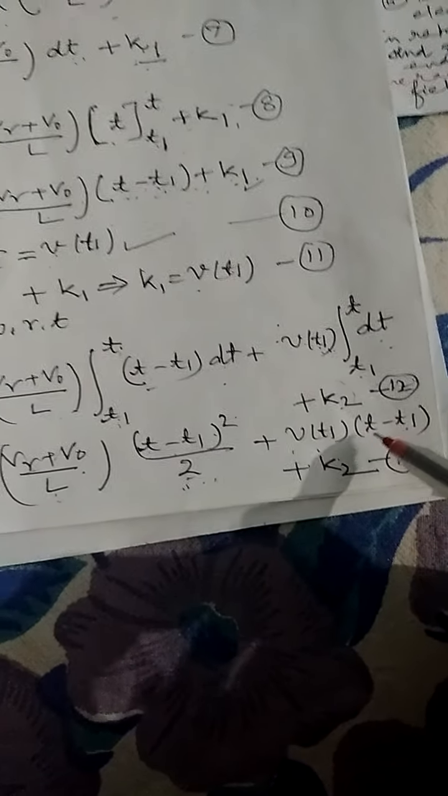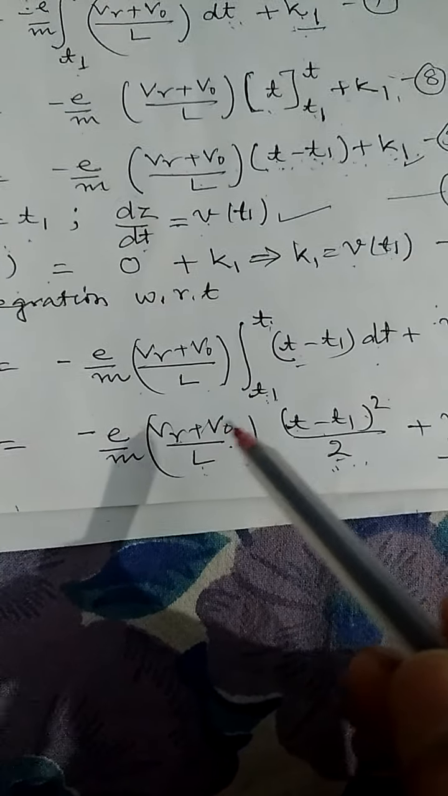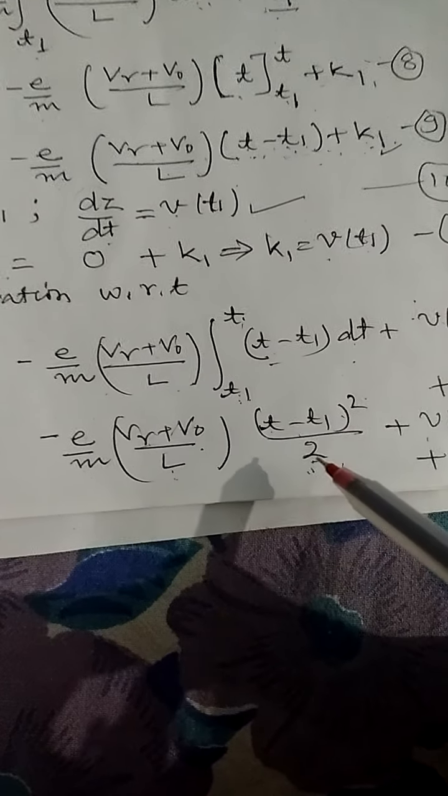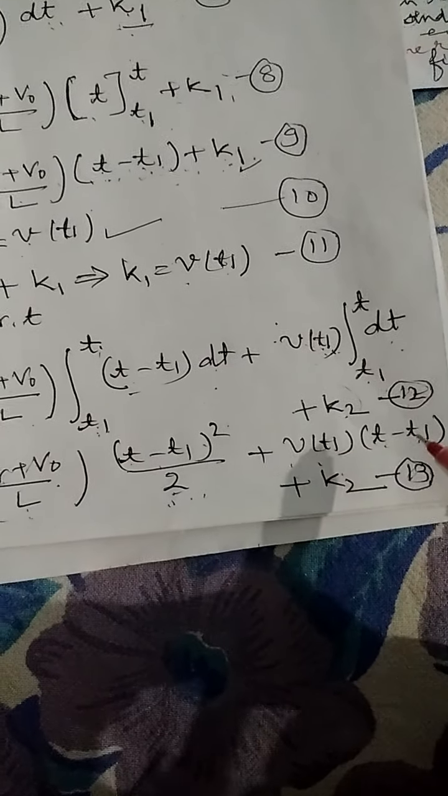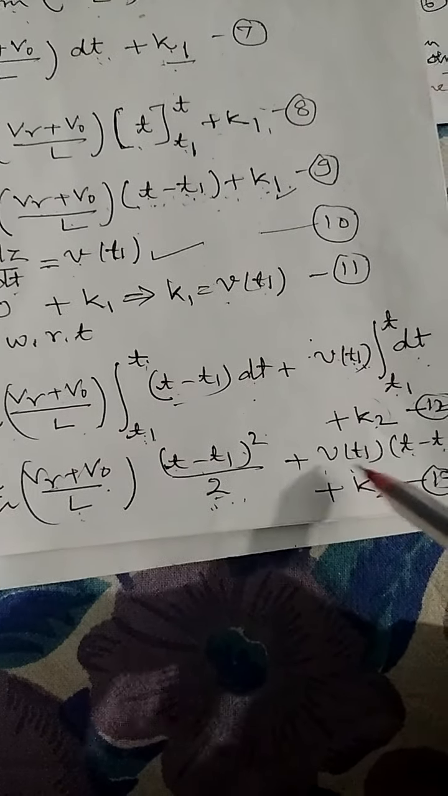We can integrate it over the time, place the limit, and we get z is equal to minus e by m, (vr plus v naught) divided by l, into (t minus t1) whole square divided by 2, plus v of t1 into (t minus t1), plus k2. And again this integration constant we will calculate.